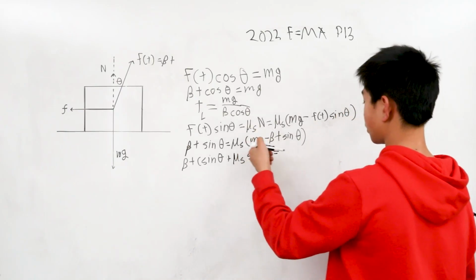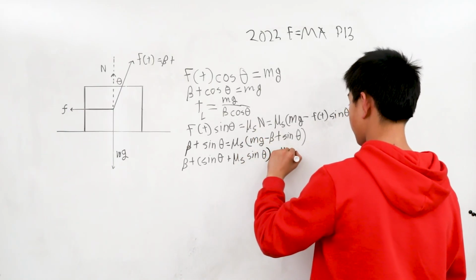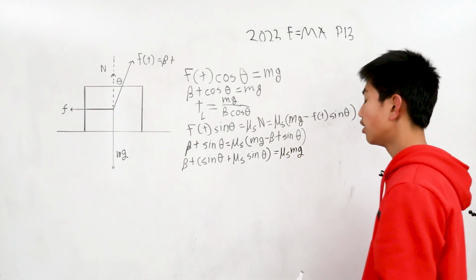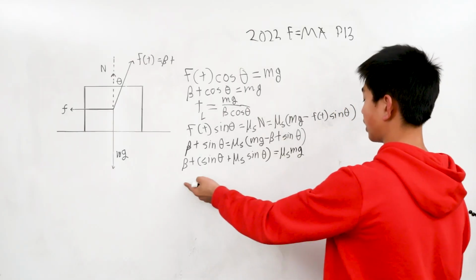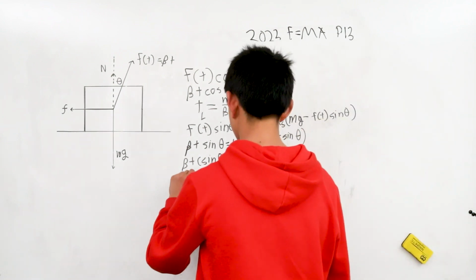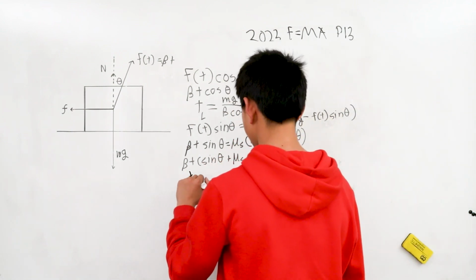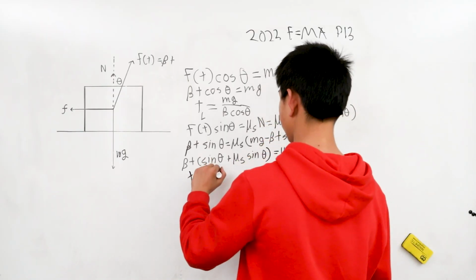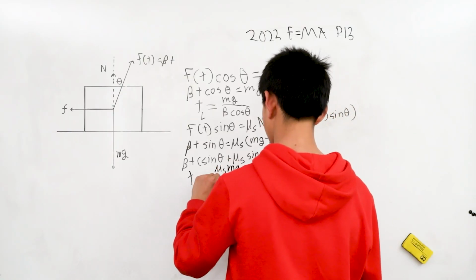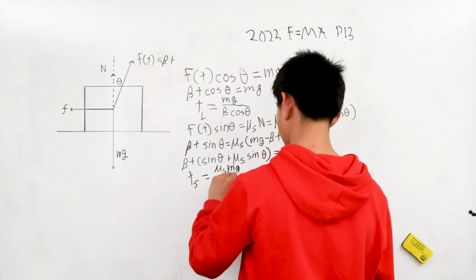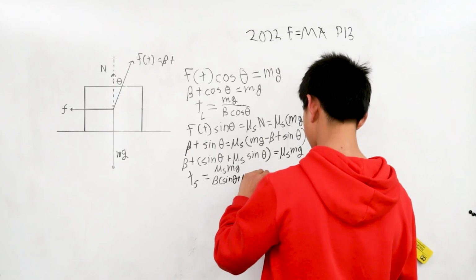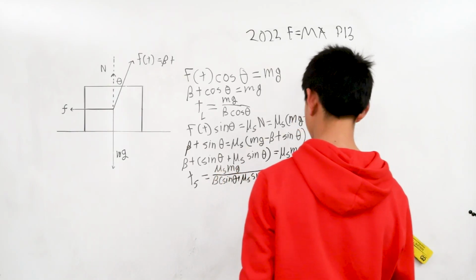And this is equal to, when you multiply it out, mu of s times mg. Now you want to isolate our time variable here, so you can do that by dividing both sides by beta times sine of theta plus mu of s times sine of theta. Let me be clear, this is sliding. So t of s, which is slide, is equal to mu of s times mg over beta times sine of theta plus mu of s times sine theta. And then you divide like that.